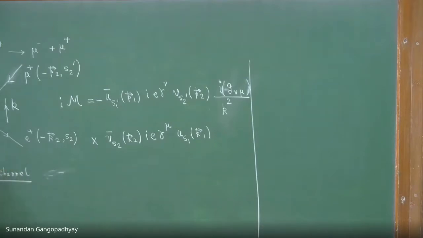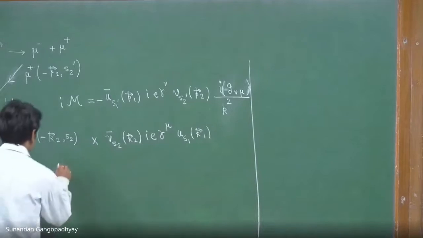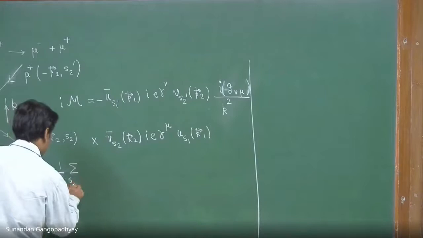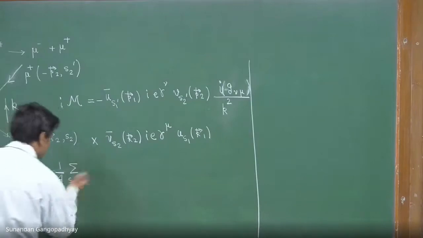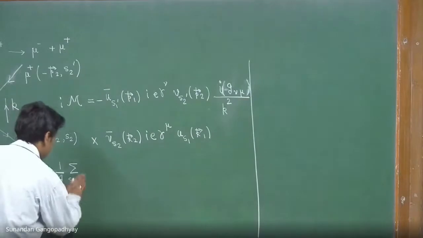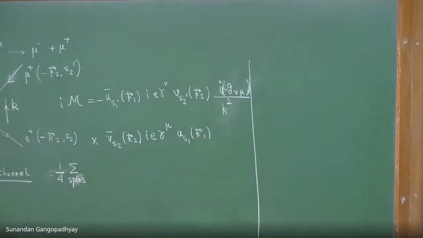Each of these are spin-half particles, electron and positron. So there are 4 states, so you have to divide by a factor of 4. So what you need to calculate is 1 by 4 summation over spins, all spins. This factor of 4 comes because of the averaging over the spins of the initial particles, and then there is a summation over the spins of the final particles.